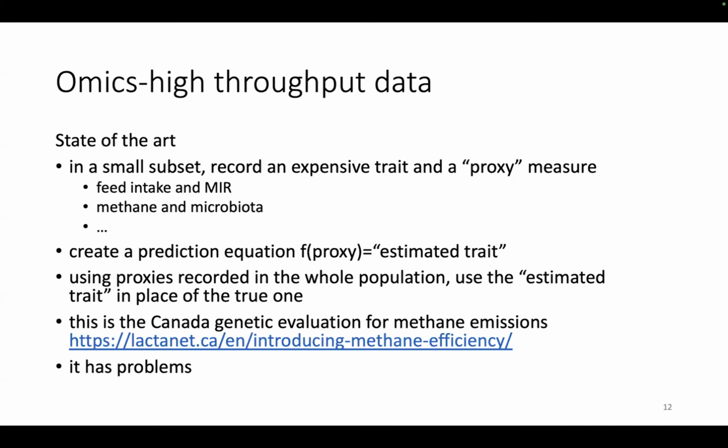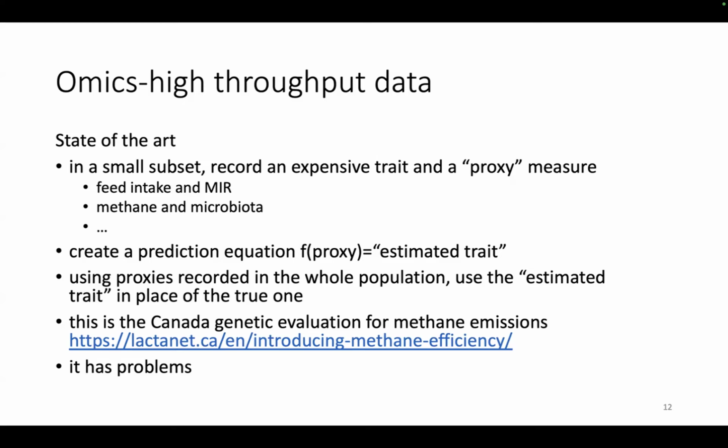And then with the same equation, you go to all your commercial farms and you use that equation. And then you get, for each farm and for each cow in our case, a prediction of the trait that you want to improve. So let's say that this is feed intake or methane. This is how Canada is doing genetic evaluation for methane emissions, and it's well described. You can go to this site and read how they do it.